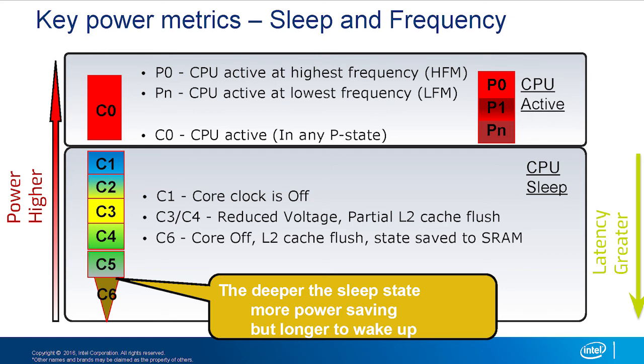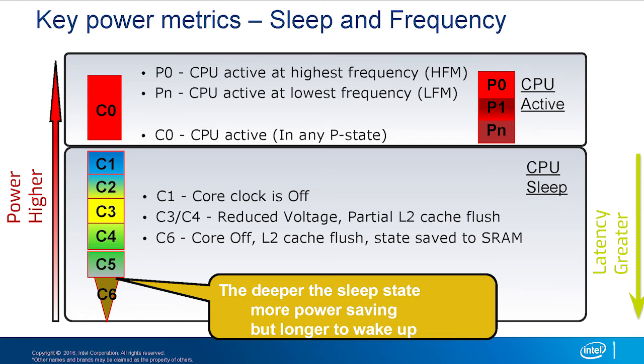So P0 is going to be the highest frequency, which is also going to be consuming the most amount of power. The PN represents the lowest frequency that the processor is capable of running. And the reason that the system would be changing frequencies would be to adjust the power consumption and the performance needs and balance those out.